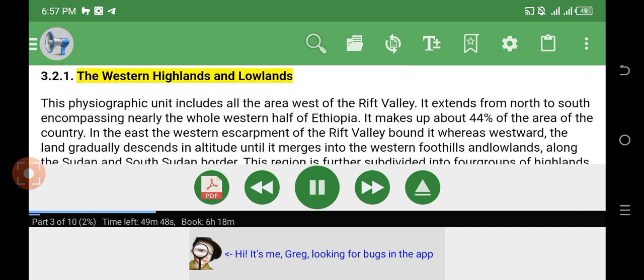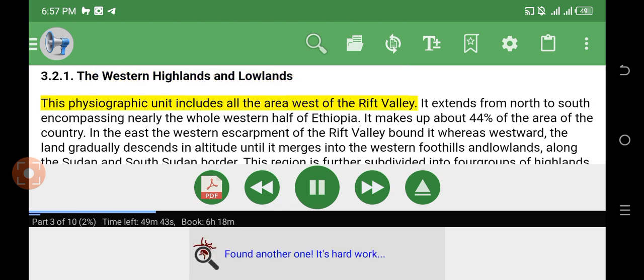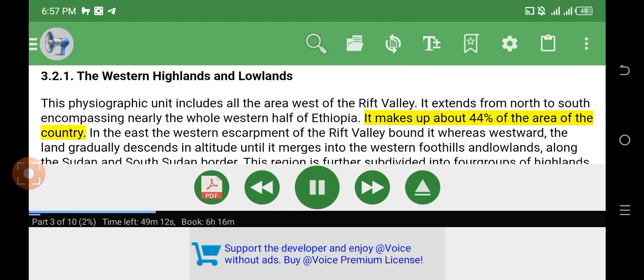3.2.1. The Western Highlands and Lowlands. This physiographic unit includes all the area west of the Rift Valley. It extends from north to south, encompassing nearly the whole western half of Ethiopia. It makes up about 44% of the area of the country.